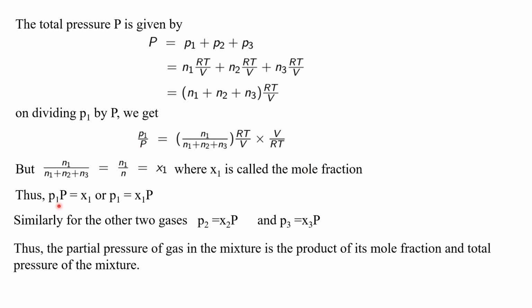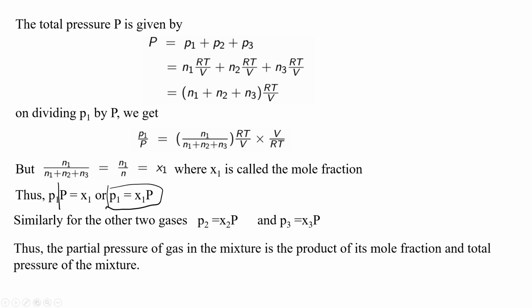So we get P1 by P equals X1. So P1 by P is X1, or P1 is X1 times P. Similarly, for the other two gases also we get P2 is X2 times P and P3 is X3 times P.